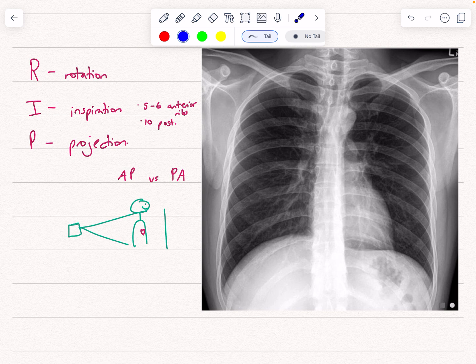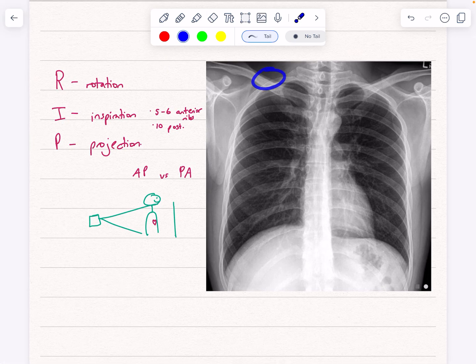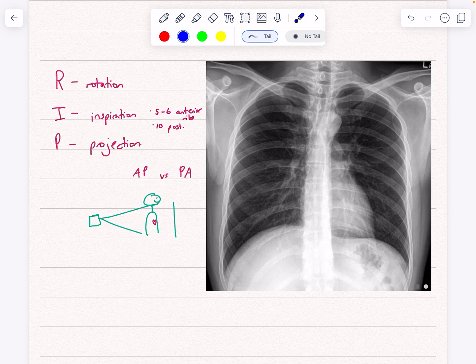So hopefully that makes sense of what we mean by projection, i.e. AP or PA film. Normally there'll be a little sign somewhere on the actual chest X-ray that'll say PA or AP. By default, most chest X-rays are a PA film. So what you can look for is the actual sizing of the lung. Here we can see that the lungs are quite long and thin overall, right? That's one indication that it's a PA film.